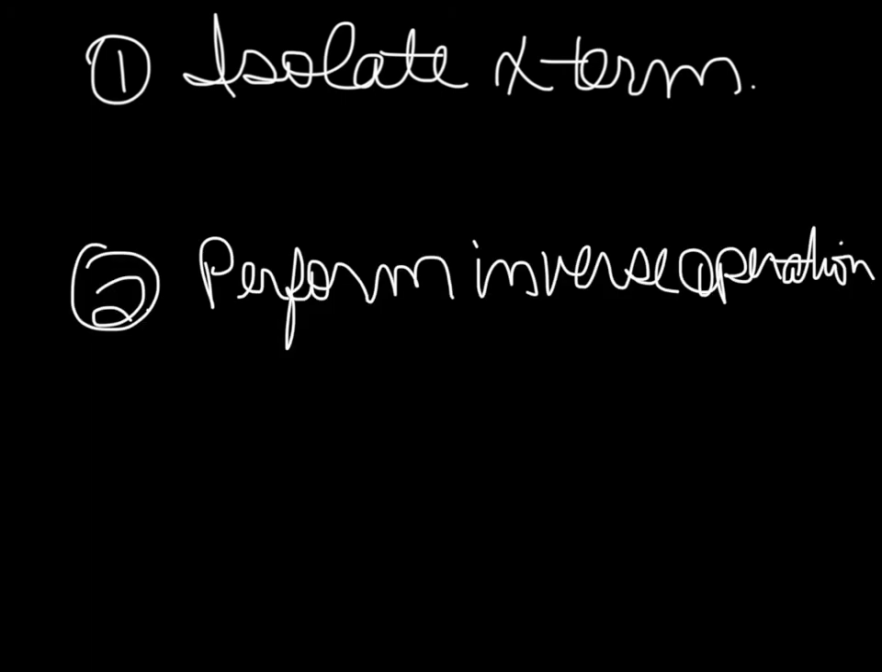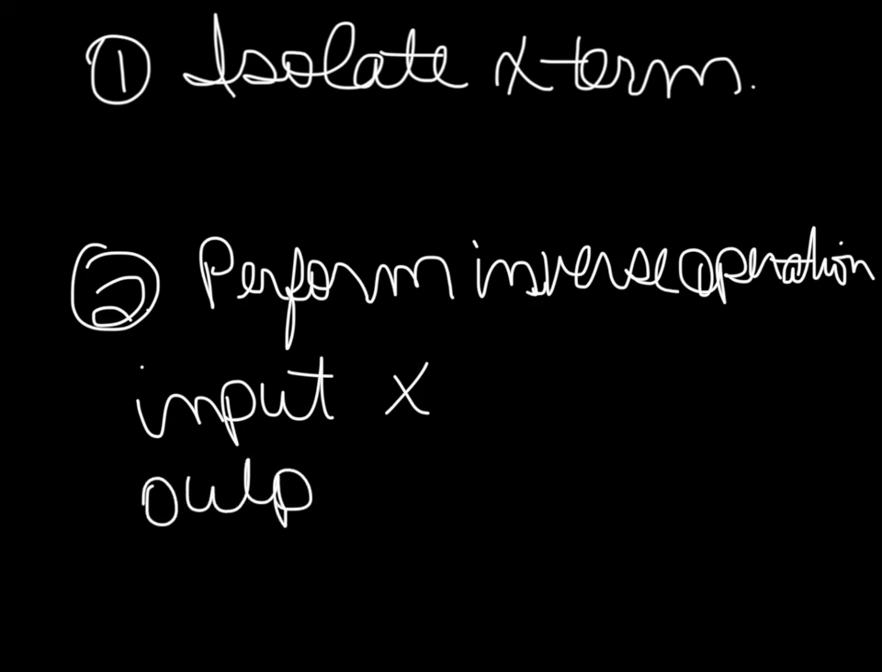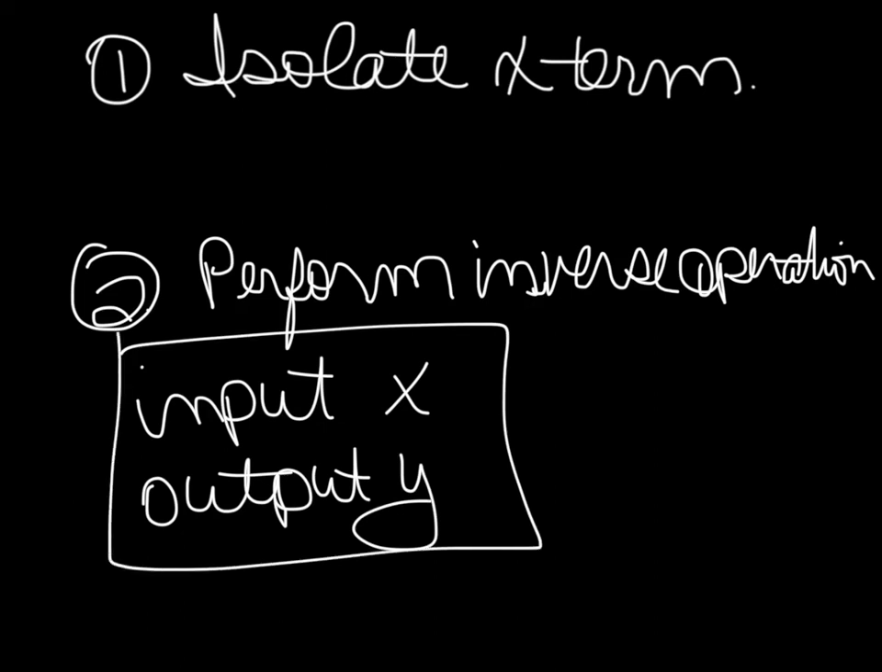The second step is going to be to perform the inverse operation of what is being done with our x. If x is being multiplied by a number, then you need to divide by that number. And if it's being divided by some number, you need to multiply by that number. You need to do the inverse operation in order to solve for 1x. You need to remember that your input is your x value and your output is your y value. Those are 2 very important things. I would look for them on a quiz.